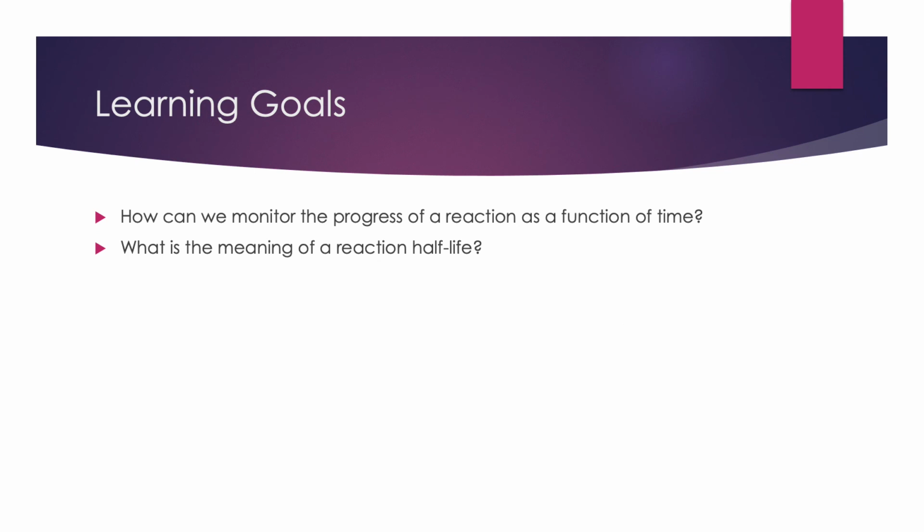So our learning goals for today were, could we monitor the progress of a reaction as a function of time? And the answer is yes, but we need the integrated rate law to do that. And then we looked at the meaning of the reaction half-life, and we saw that actually it has very different behavior depending upon the order of the reaction. If it's a first-order reaction, the successive half-lives are all the same length. If it's a zero-order reaction, they get shorter as time goes by with each successive half-life. And if it's a second-order reaction, they get longer with each successive half-life.